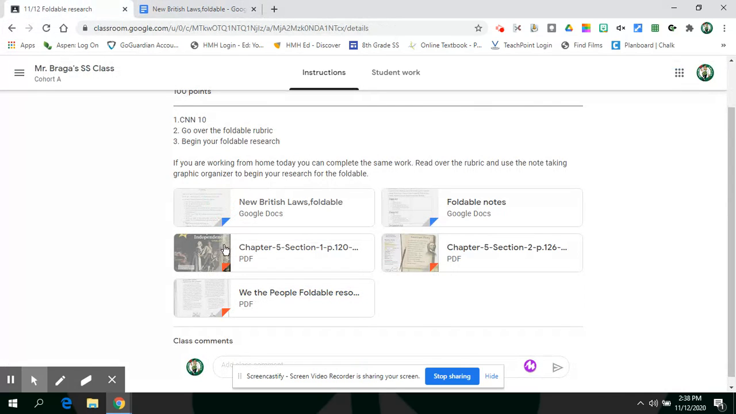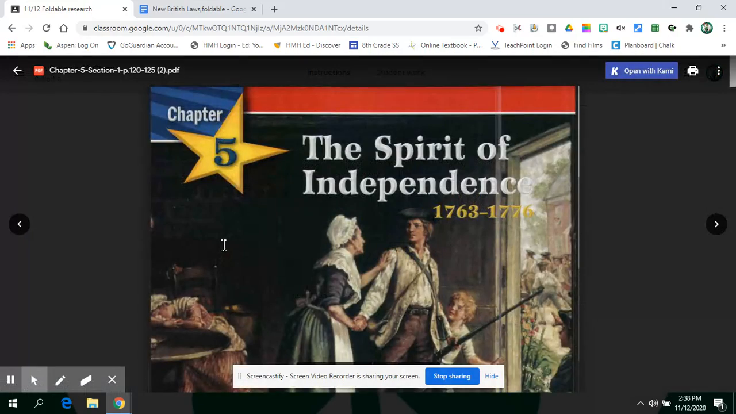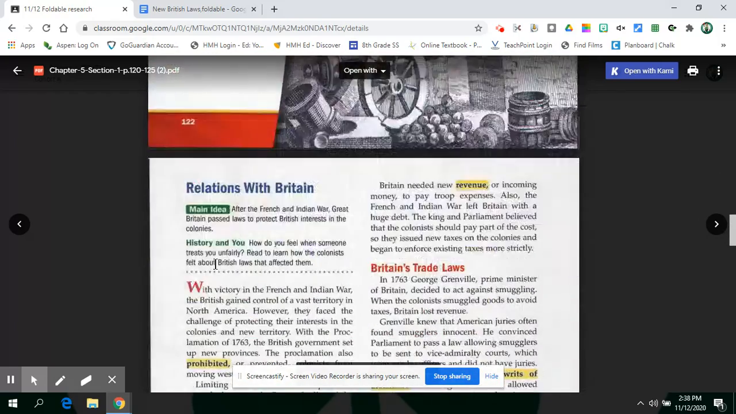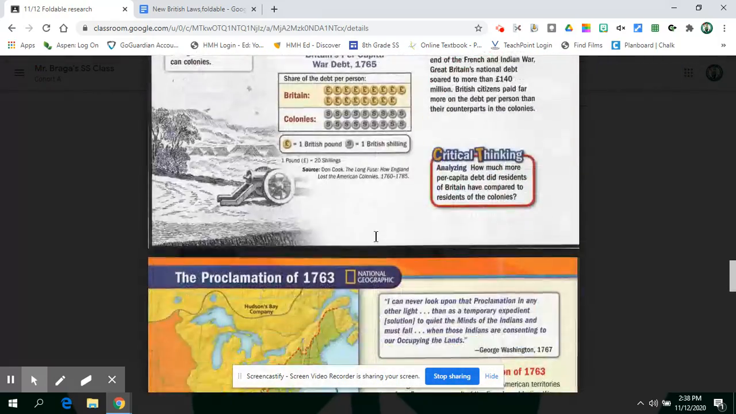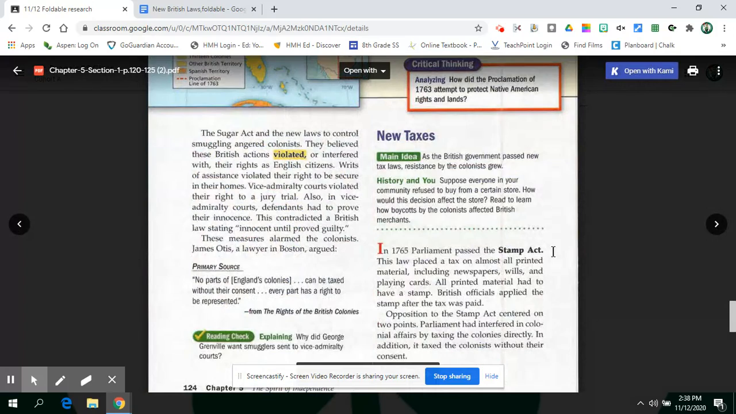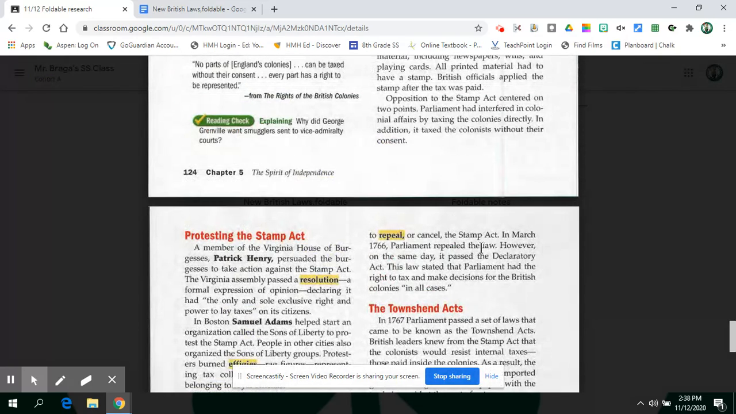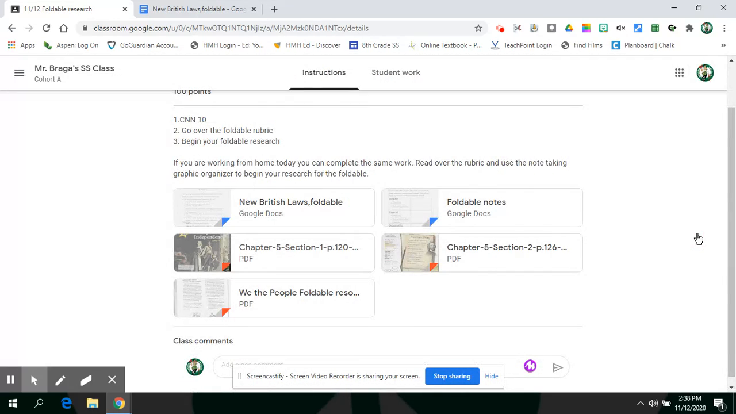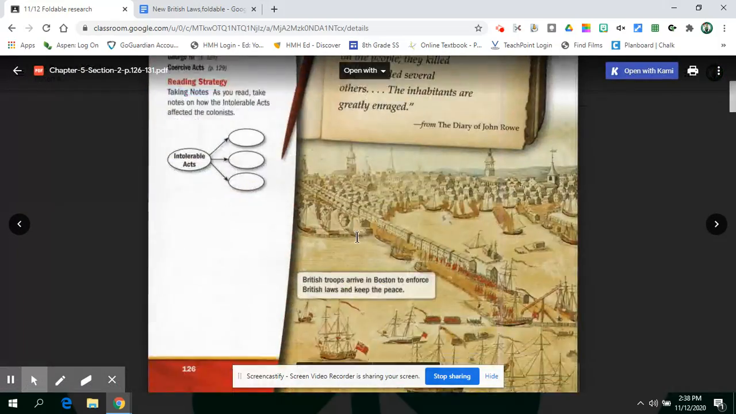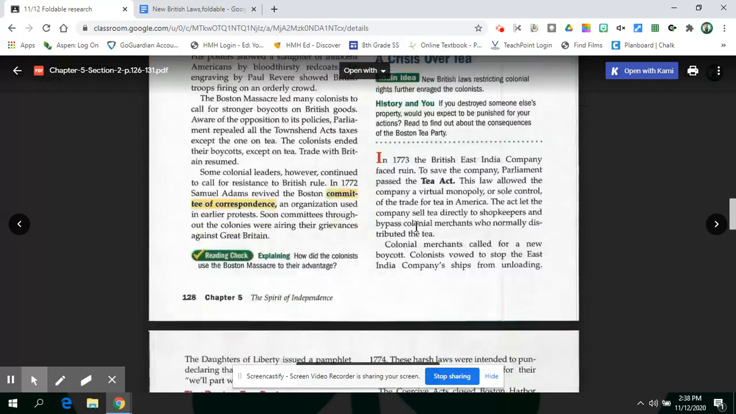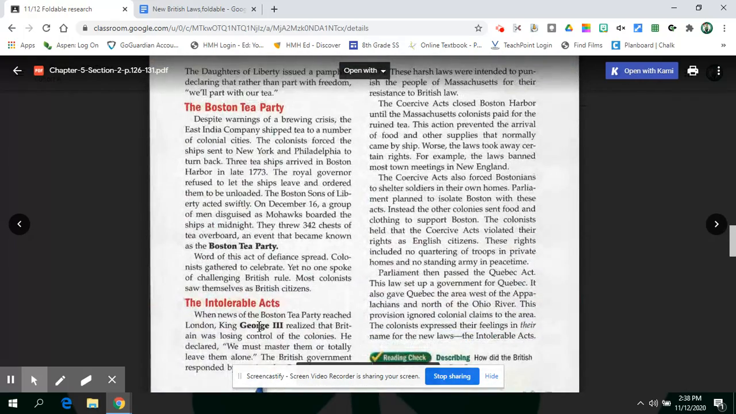Now we're going to jump over to some of the textbook resources here. Your textbook, this is the one we've been using for a while now. You can see we have the Sugar Act, the Stamp Act. Sometimes you can miss the Declaratory Act because it's not bolded. It is right down here on this part. It talks about the Declaratory Act and then the Townshend Act. On the next section, we have the Tea Act here and the Intolerable Act.